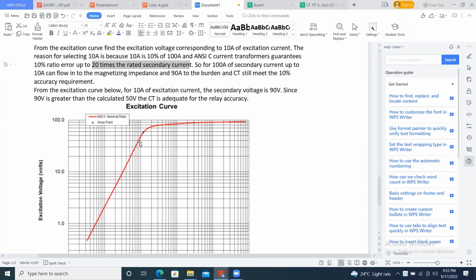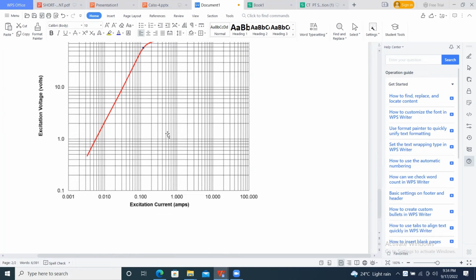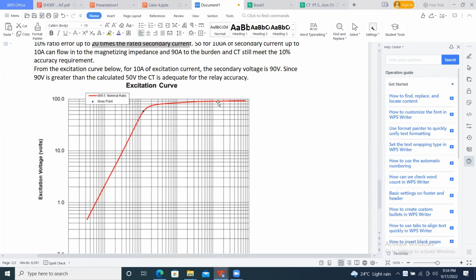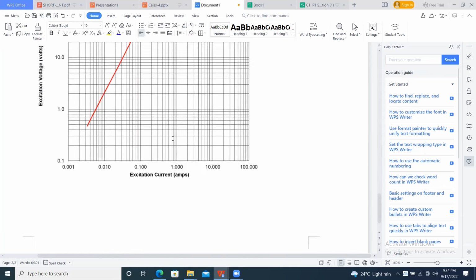From the excitation curve below, for 10 amps of excitation current, the secondary voltage is nearly 90 volts. Since the 90 volts is greater than the calculated 50 volts, we can consider the CT adequate for the relay accuracy. So this is the other way of checking the accuracy of CTs. But at present we are not required to do this.